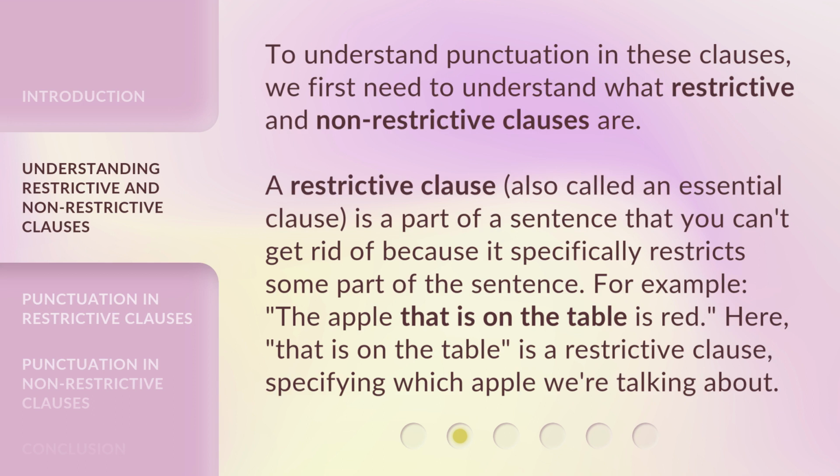To understand punctuation in these clauses, we first need to understand what restrictive and non-restrictive clauses are. A restrictive clause, also called an essential clause, is a part of a sentence that you can't get rid of because it specifically restricts some part of the sentence. For example, the apple that is on the table is red. Here, that is on the table is a restrictive clause, specifying which apple we're talking about.